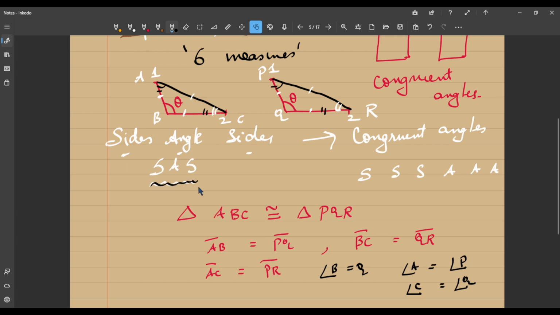Let's explore if there are any more conditions, meaning the minimum number of things which we have to check so that the triangles become congruent. We'll do that in our next video.